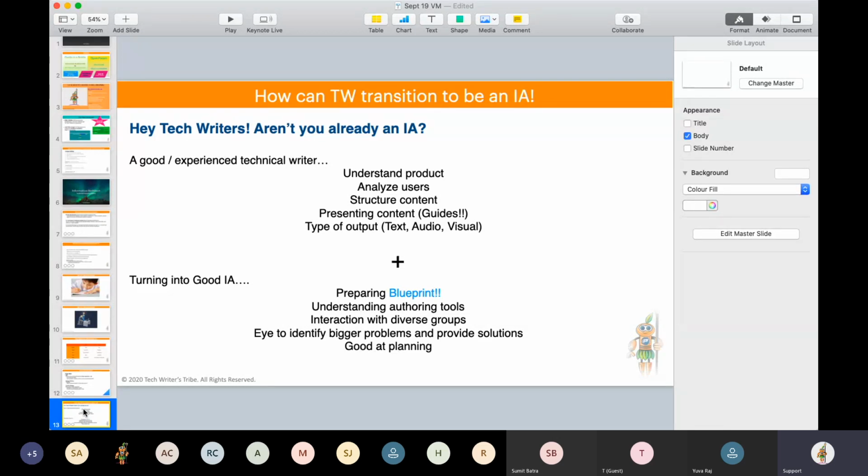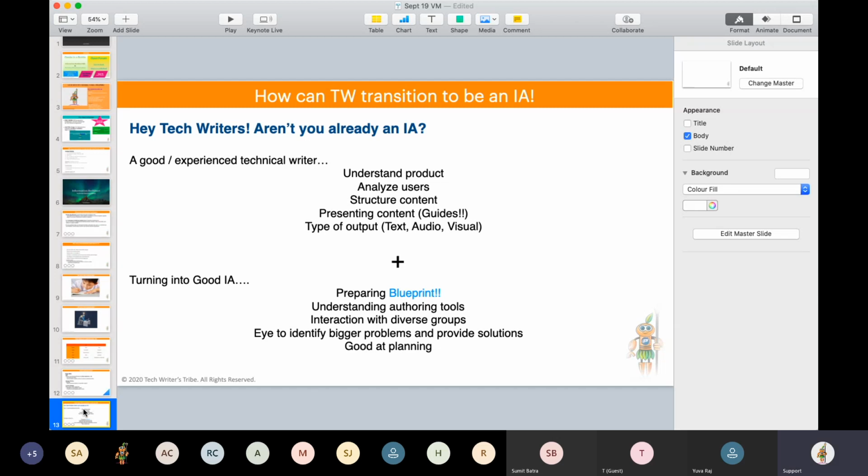Understand the authoring tools, because to present the content, you will also have to think about which authoring tool suits our requirement better. Which type of authoring tools? Do we need single sourcing tools? Do we need a CMS? Do we need something else? We have so many tools. So that understanding should be there, not just the understanding of one tool which you're working on. You should have that great communication skill which goes beyond your development and project management teams.